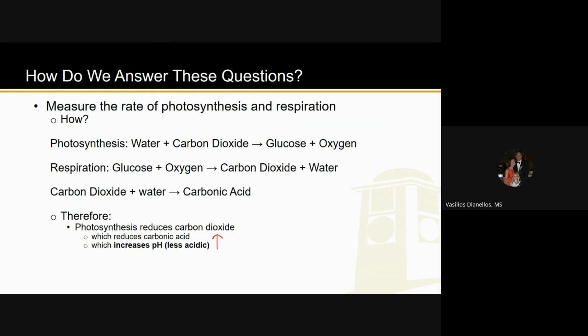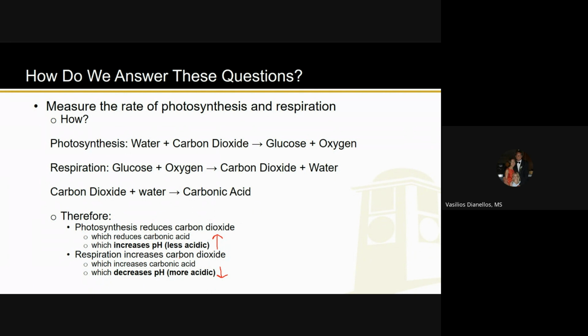The opposite is true of respiration. Respiration produces carbon dioxide. Therefore, there's going to be more carbonic acid. Therefore, it's going to be more acidic. Therefore, pH will decrease. So again, in any of these experiments, a decrease in pH indicates respiration is happening, right?